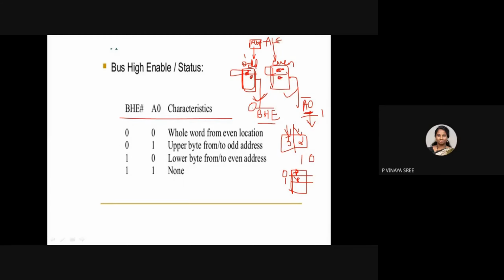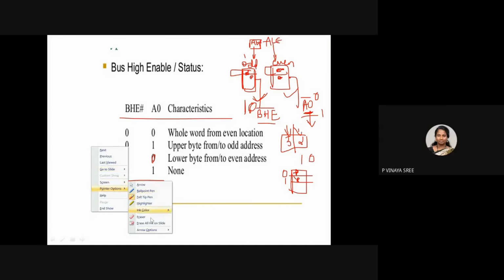Coming to the other case, if this is 1 and this is 0, what does it mean? Is this chip active? No. If this is 1, this is not active, this is active. That means we are accessing the lower order, the lower byte. So for 1 0, where it is 0 indicates that you are accessing lower bytes. If both are 1, can we access? No. So try to concentrate. You need to concentrate more, then you can understand.